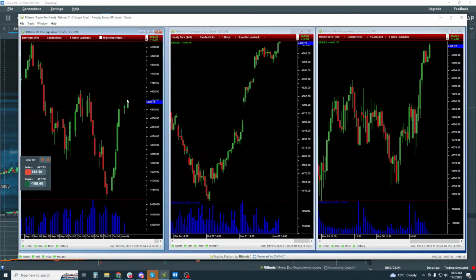Continuation is still unfolding here. Look at the strong move in here over several days. Slight pullback, looking for continuation, and it's happening on all time frames now.